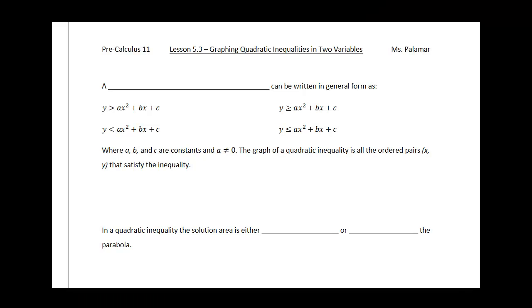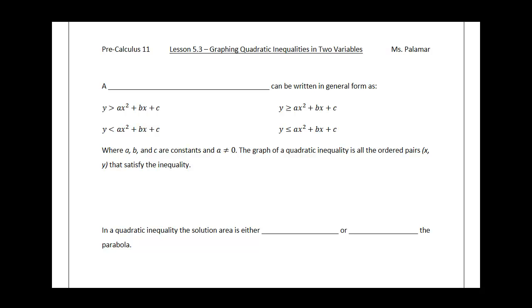Welcome to lesson 5.3, graphing quadratic inequalities in two variables. So in this lesson, we're going to take what we learned in 5.1 on how to graph quadratic inequalities and what we learned in 5.2, working with two variables, and put them together.